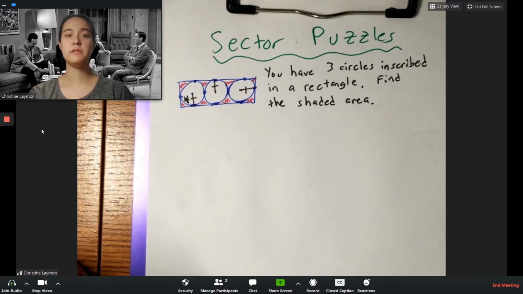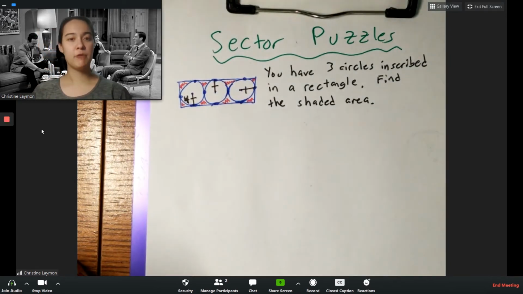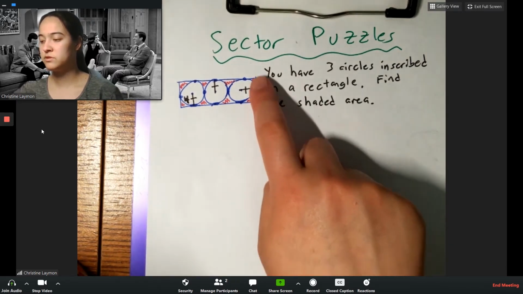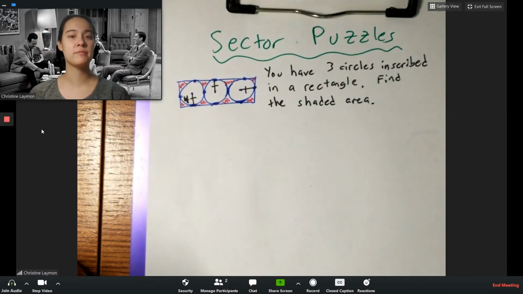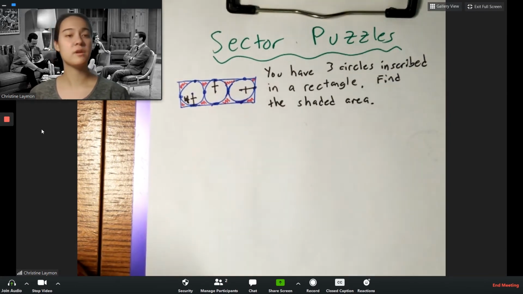Okay, in this one, we have some sector puzzles. So this one says that I have 3 circles inscribed in a rectangle. It just means that these 3 circles are touching the sides of the rectangle. And we want to find the shaded area. That's the stuff in red. So those little parts are the shaded area. So to do this, we're going to have to do composition of shapes. We're going to have to subtract the circles from the big rectangle.